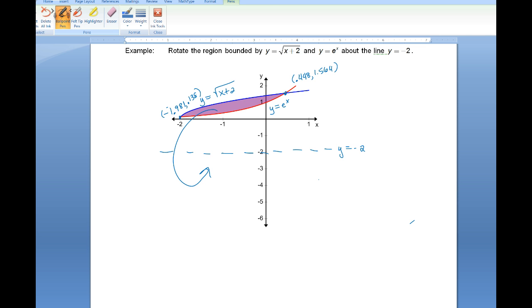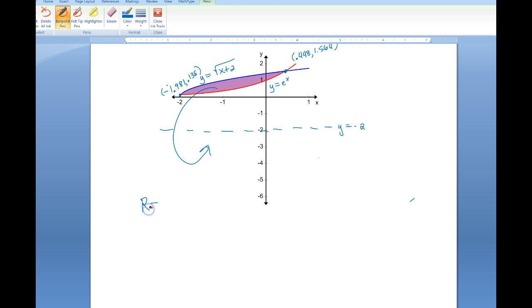Okay, so if this were just rotated about the x-axis, our big R would be the square root of x plus 2, and the little one would be e to the x. But now that we basically added 2 units to each radius, does that make sense? We've moved it 2 units away. So now our big R is going to be the square root of x plus 2 plus 2, and our little r is going to be e to the x plus 2.